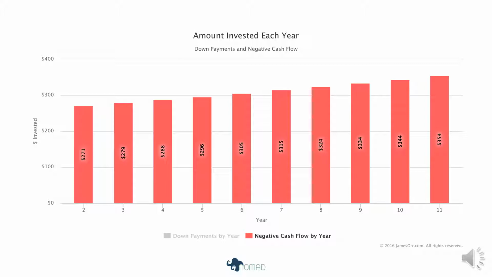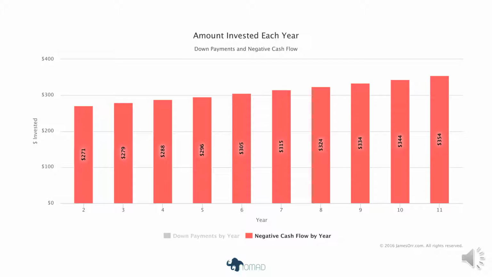And so now you can see that in year 2, the negative cash flow for the entire year is $271, or about $25 a month. That's how much you need to cover the negative cash flow. And as you'll see in a second, you really don't even have negative cash flow, because you're going to get tax benefits that'll more than cover for that. Okay. In the worst year, in year 11, you need $354 to cover your negative cash flow on all your properties.